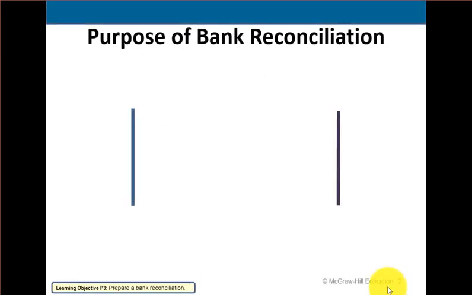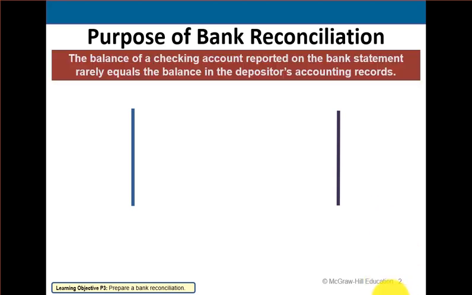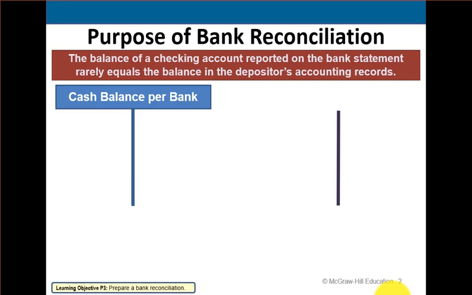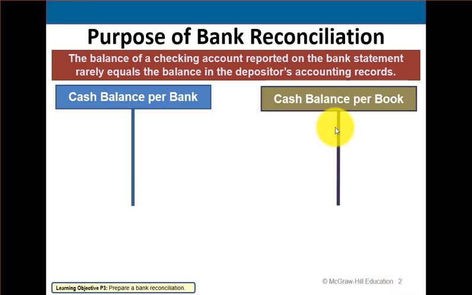The first topic we'll talk about this morning is the purpose of a bank reconciliation. The balance of a checking account reported by the bank statement rarely agrees with the balance in the depositor's accounting records. Rarely. So another way to say this is the cash balance per the bank and the cash balance per the books, which would be on your computer, rarely agree.